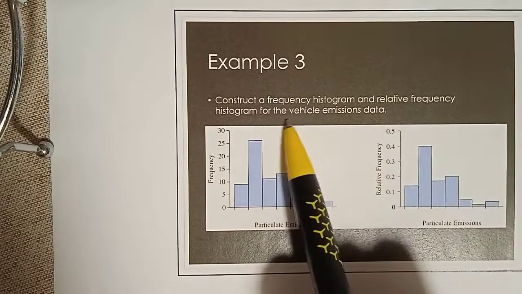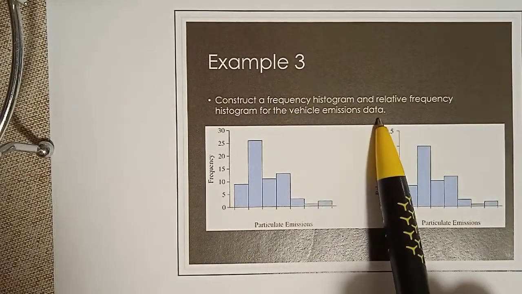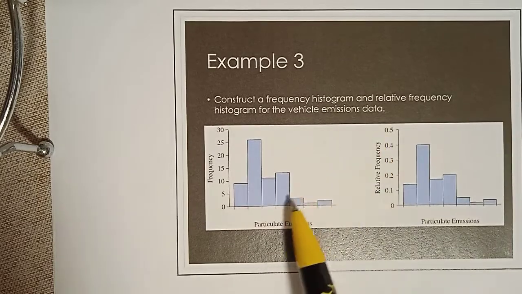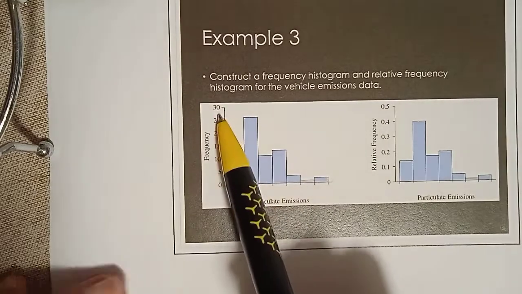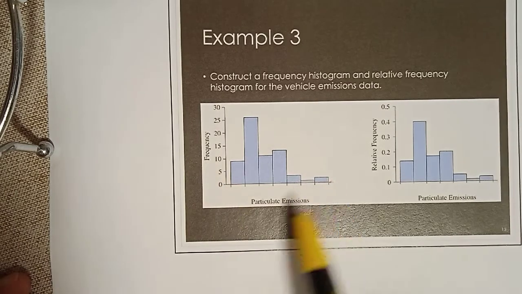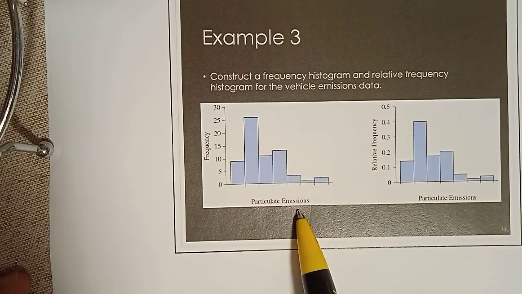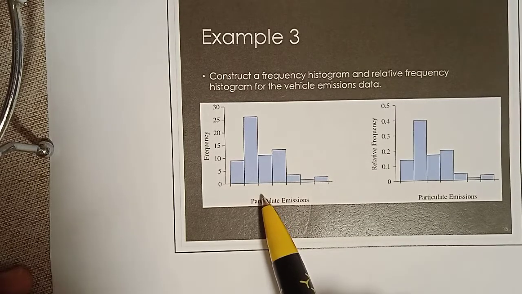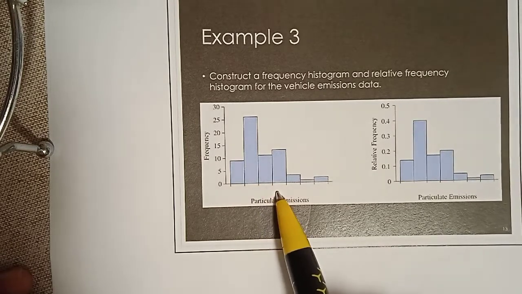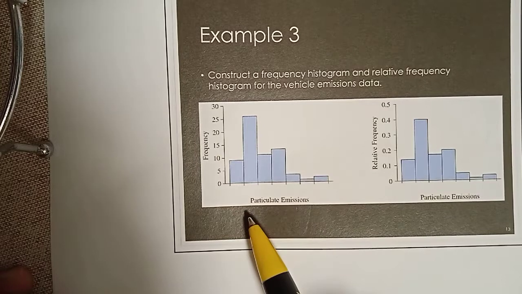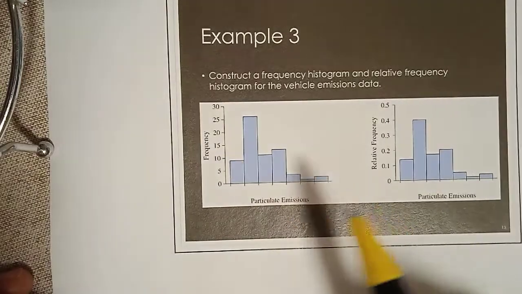Okay, example: construct a frequency histogram and relative frequency histogram for the vehicle emissions data. So this is the histogram where the y-axis represents frequency and the x-axis represents particulate emissions. I think this one is from the earlier slides, we can check on exercise 2. This one refers to the exercise 2 that we did earlier on emissions for vehicles.